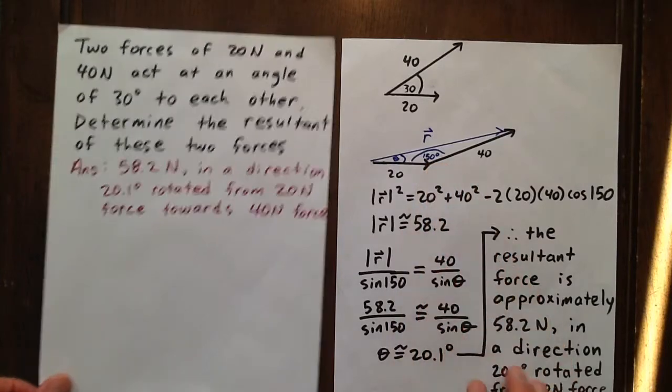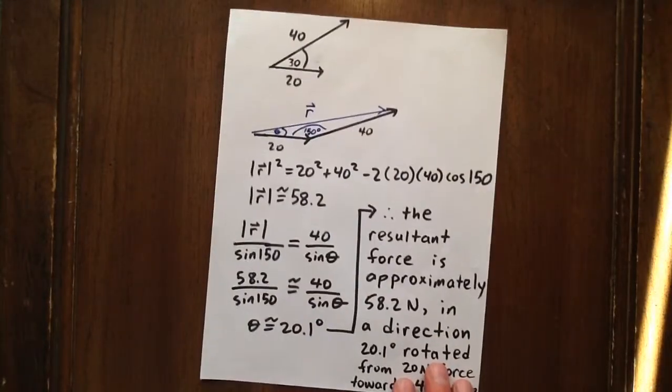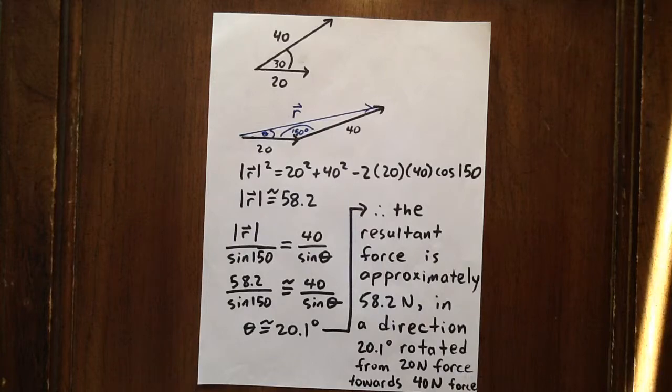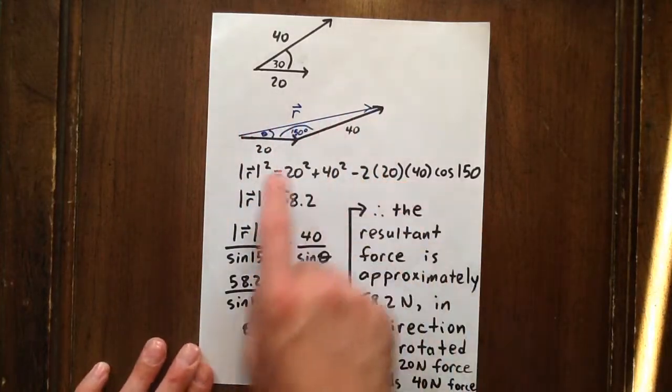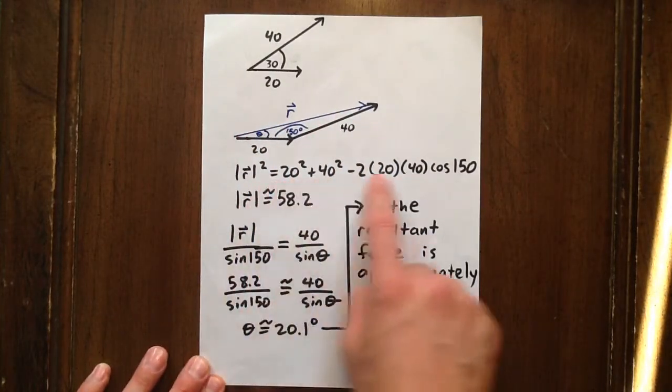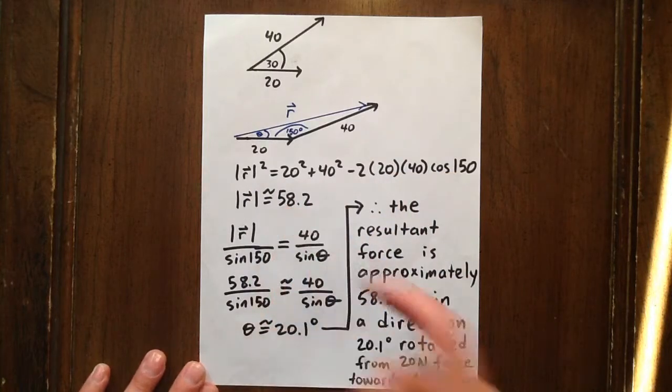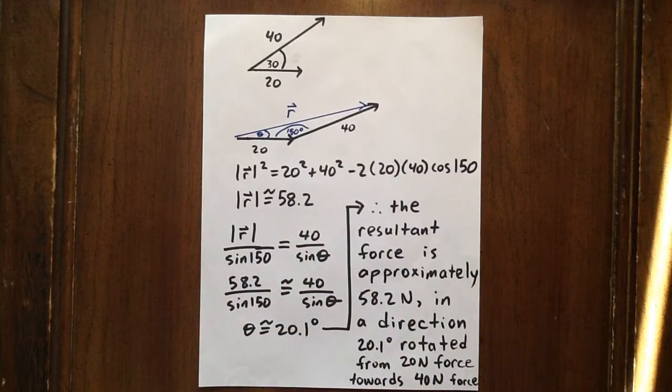So to determine the resultant force, the first thing we're going to need to do is to determine the magnitude of the resultant. It's just pretty straightforward cosine law opportunity. The magnitude of the resultant is 58.2 newtons.